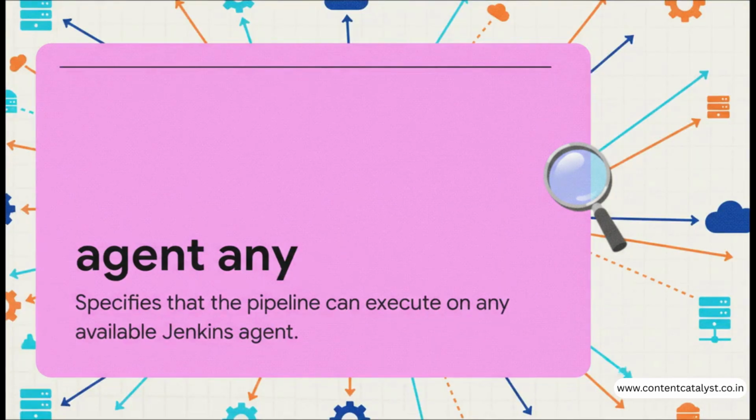Next up, you'll almost always see the agent directive. A Jenkins agent is just a machine that does the actual work. Using agent any is the simplest way to go. You're just telling Jenkins, look, I don't care where this runs. Just find any available worker machine and get to it. Super simple, perfect for getting started.